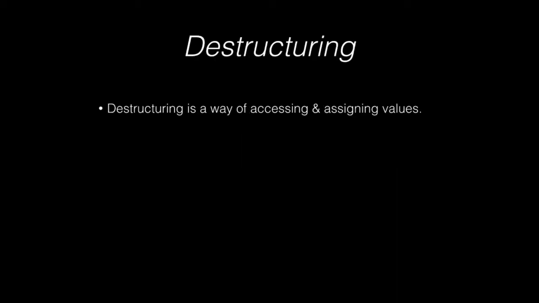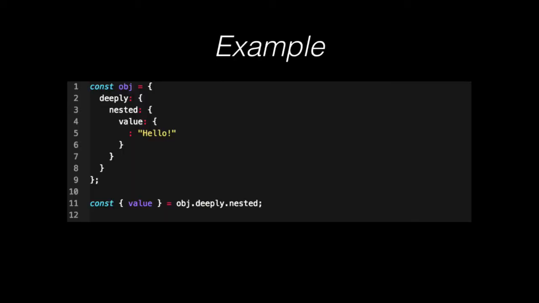And then destructuring. Destructuring is a way of accessing and assigning variables. So here's an example of destructuring. It's just a syntax kind of thing. Down here, we have this const value. So we know that we're assigning a variable to a value here, or a value to a variable. This object, object deeply nested value, is four levels of nestedness. And when you're using a destructuring syntax, you can just refer to everything up to the value that you want to return. So it knows object deeply nested, and then grabs the value from that right there.